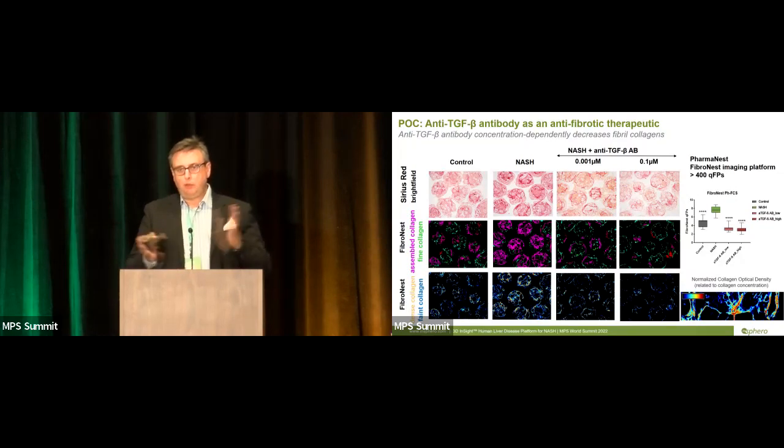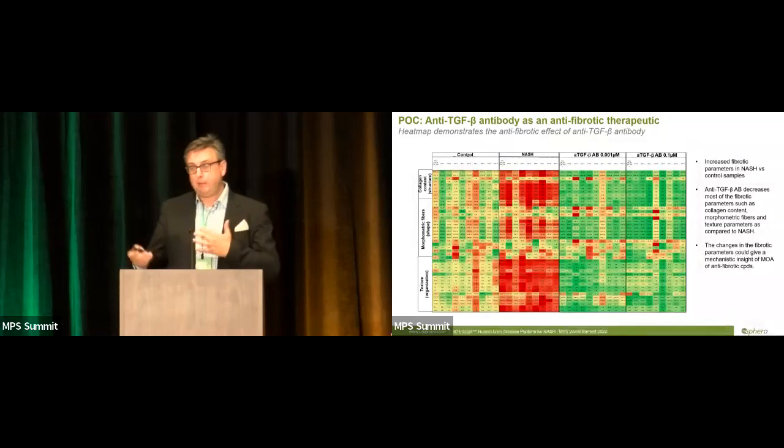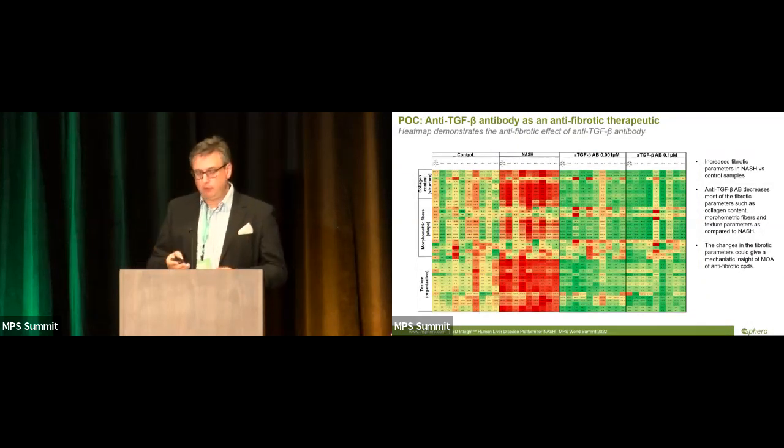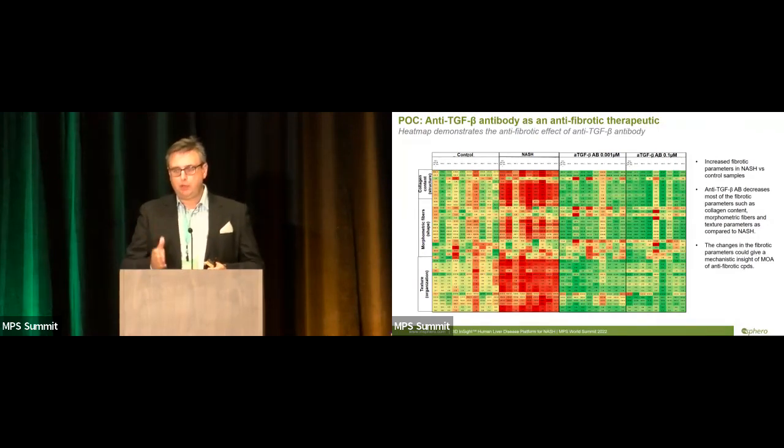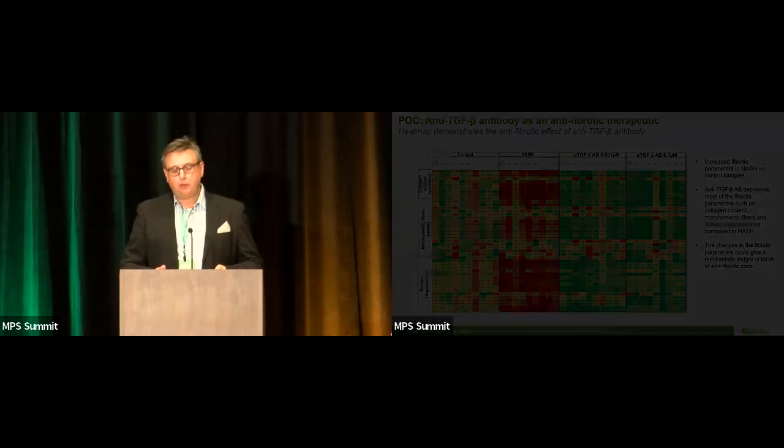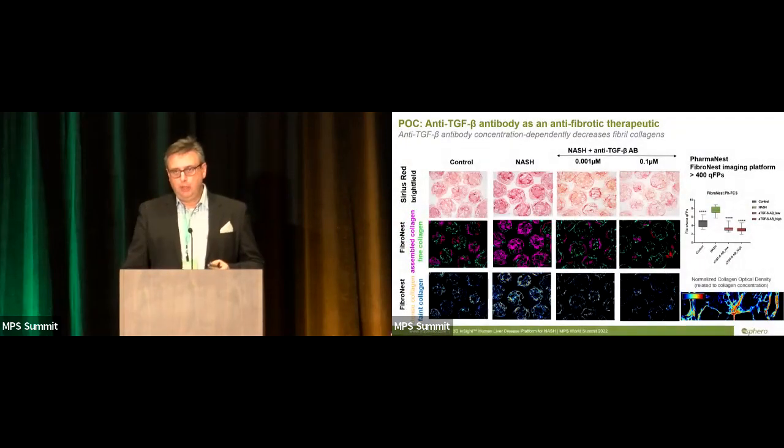But of course, we want to ultimately have a kind of understanding of what happens to these tissues. And that's where a heat map is really quite helpful. So you see the control, NASH, and then 2 concentrations of the TGF-beta antibody. Each column that you see here is a different region of interest, and the region of interest for us is one tissue in the section.